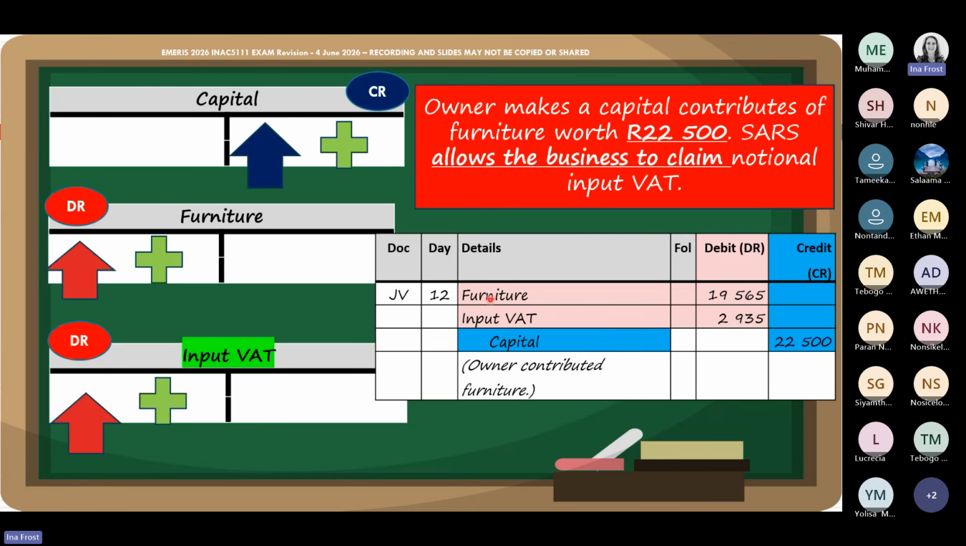And you can see there I said furniture, debit. I'm going to debit input VAT, and you can see it there, input VAT, debit. I'm going to credit capital, and there it is, capital, credit. So in your exam, on the actual exam paper or in your answer booklet, if you can just quickly map out for yourself the general ledger accounts involved in the transaction and whether it is an increase or a decrease for those accounts, then you'll see it becomes much easier to construct your general journal entry.